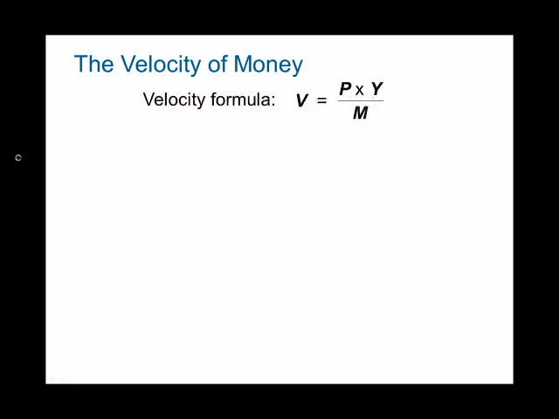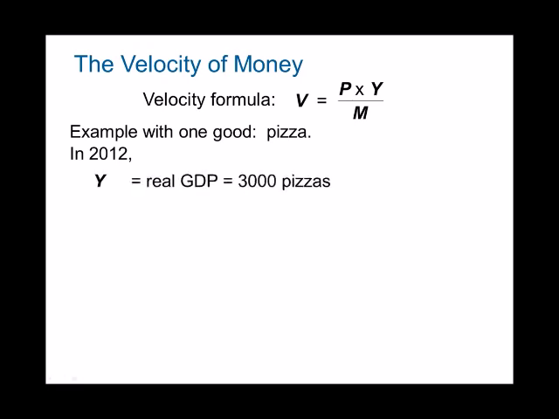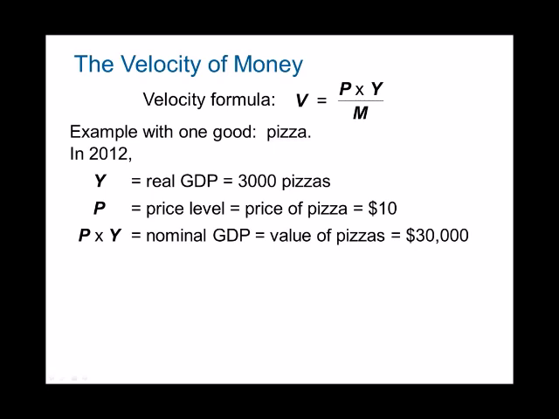So let's look at it with some numbers. Suppose there's just one good, pizza. We just have one product. Let's say that in a given year, we produce 3,000 pizzas. Let's say the price of each pizza is $10. So we need $30,000 of transactions to buy 3,000 units of pizzas. But let's say the money supply, the total amount of dollars that we have in the economy, is $10,000.